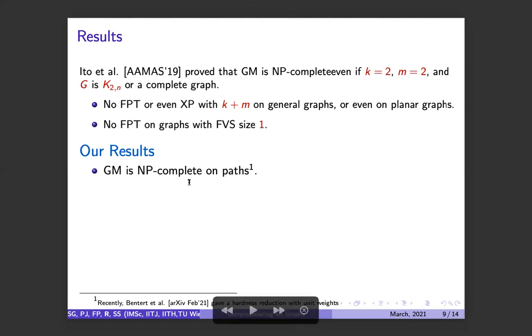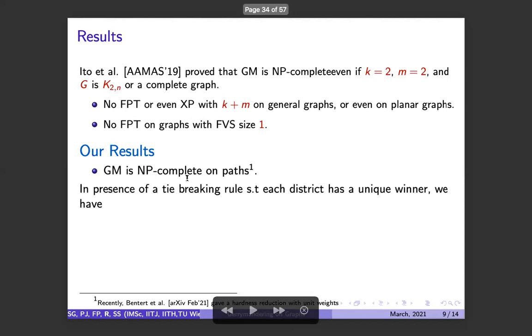So first we proved that this problem is NP-complete on paths, and I mentioned that in this reduction we have non-unit weights, but recently there is another paper on arXiv which proves the same result with unit weights. Then I'll move towards the positive results that we prove.